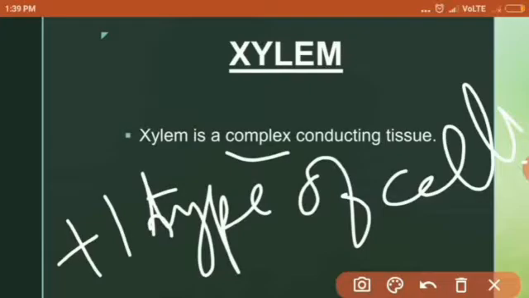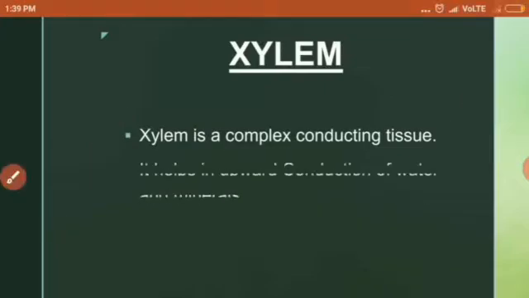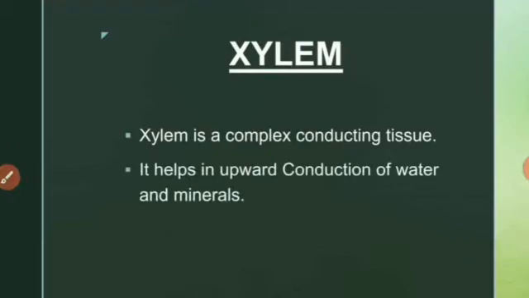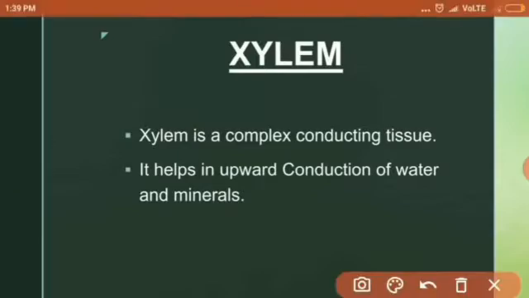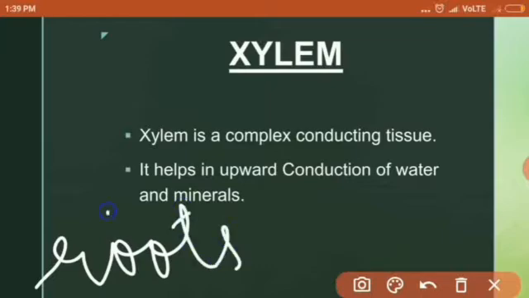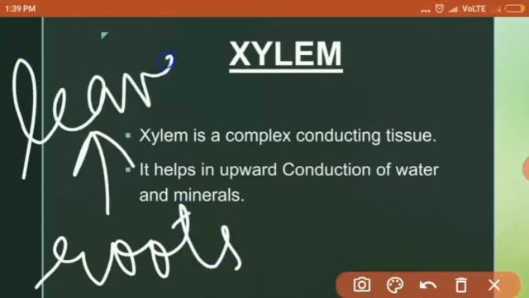Because tissues are made up of cells, you remember that it is a group of cells which work together for a particular function. Here complex tissue means more than one type of cells which work as a unit for a particular function. Now what is the main function of xylem? Conduction of water and minerals. So the different types of cells in the xylem work together for upward conduction of water and minerals from roots up to the leaves, where leaves use the water for preparing food for the plant.